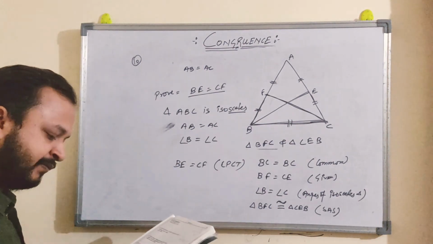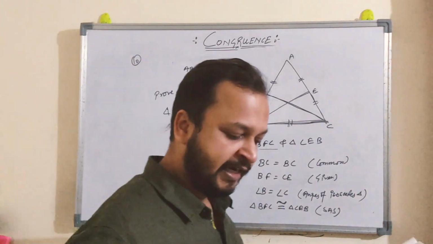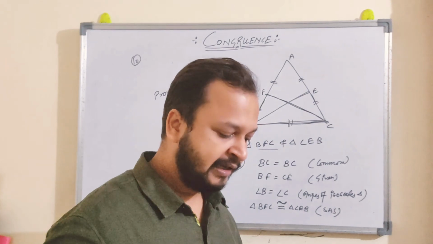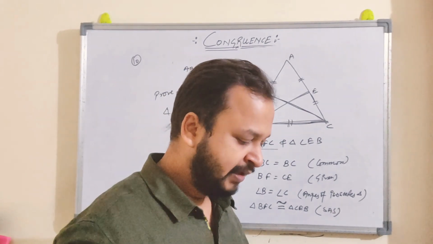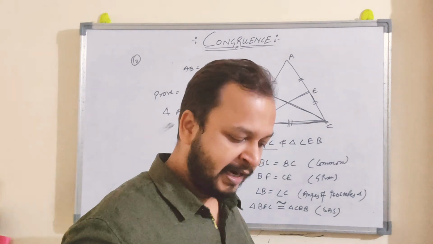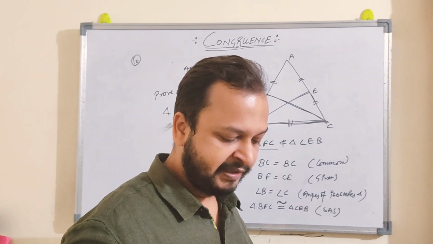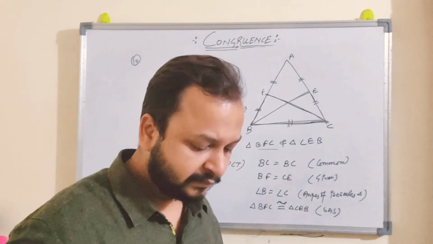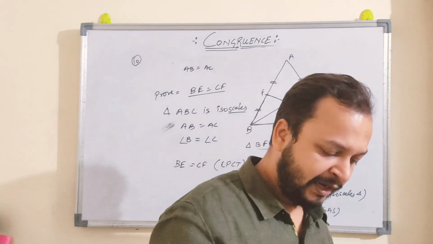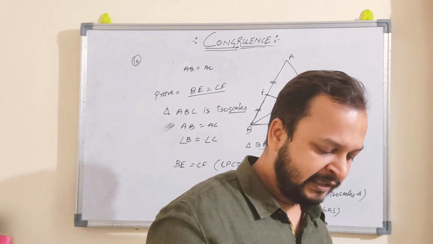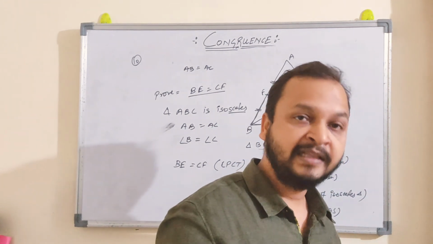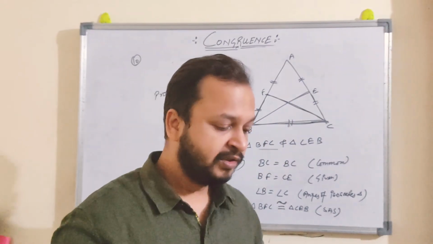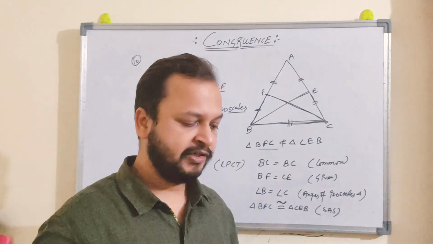Question number 12. They have extended the sides, right? So this is also an isosceles triangle. Here you have to prove that BE and CD are equal, and they have given that BD and CE are equal. So the angles ABE and ACD are equal, right? Like the earlier two questions, 10 and 11, we have done it. So this way you have to do this question.